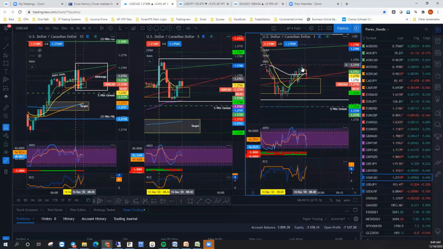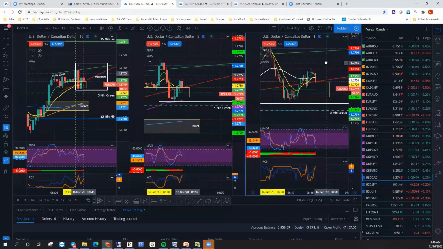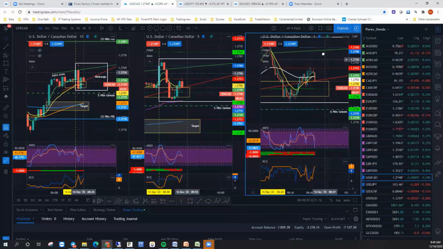This thing just barely took me out. I just had my stop a little too close. I didn't give enough room for the spread.